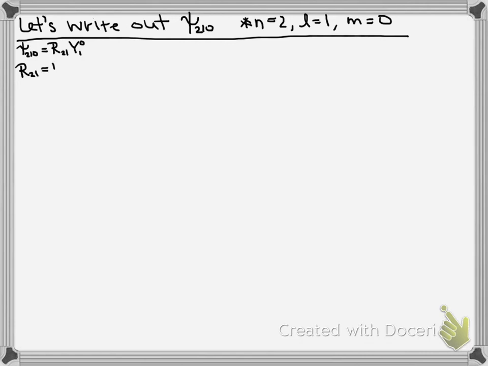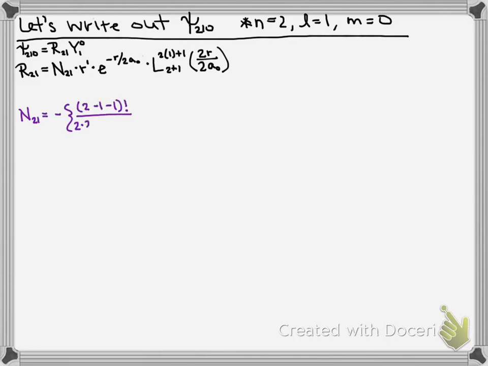So let's start with our radial function. R2,1 is our normalization constant for 2,1 times r raised to the 1 times the exponential function of minus r over 2a naught times our Laguerre polynomial for 2 plus 1, 2 times 1 plus 1, all as a function of 2r over 2a naught, which of course we can get rid of those 2's, which we'll get there. So let's start with our normalization constant.